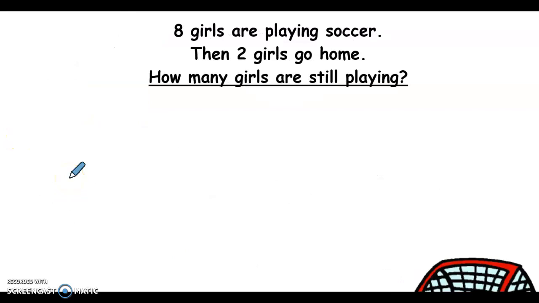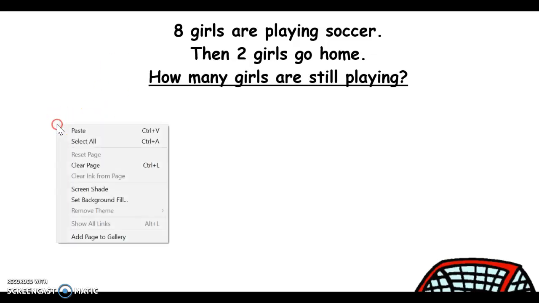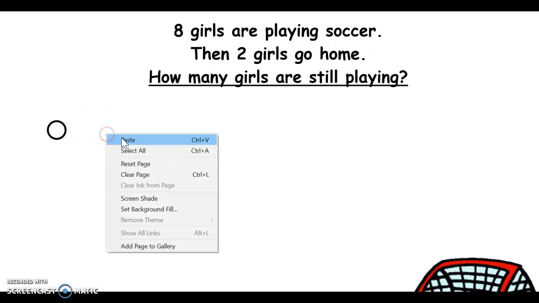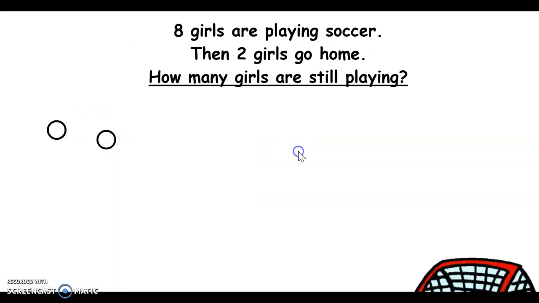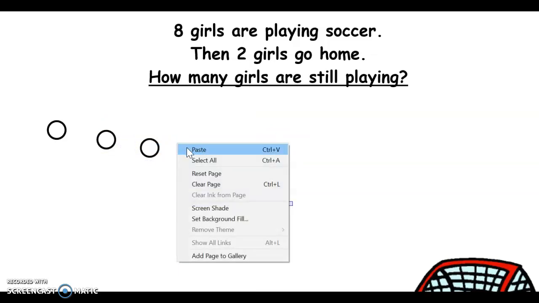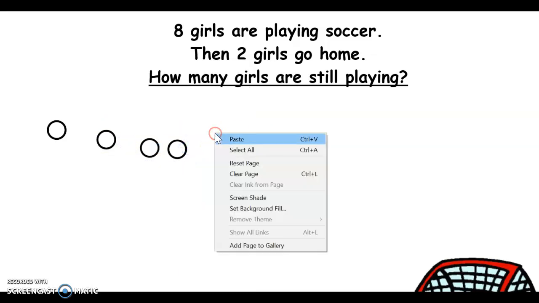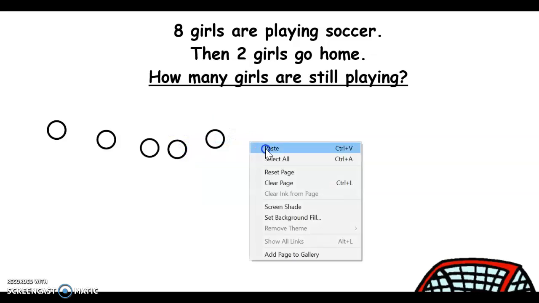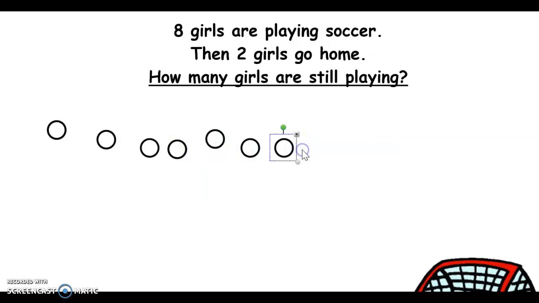8 girls are playing soccer, then 2 girls go home. How many girls are still playing? Okay, so if the girls are going home, we are subtracting. So let's start off with our 8 circles. 1, 2, 3, 4, 5, 6, 7, 8.